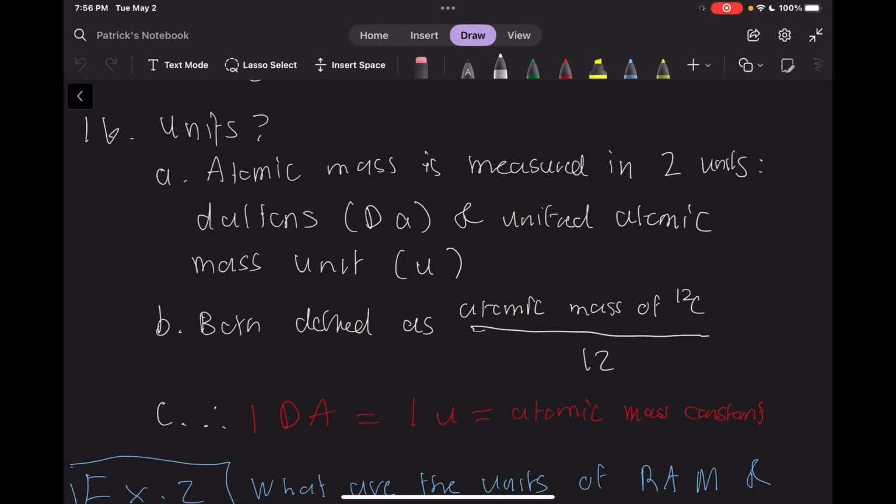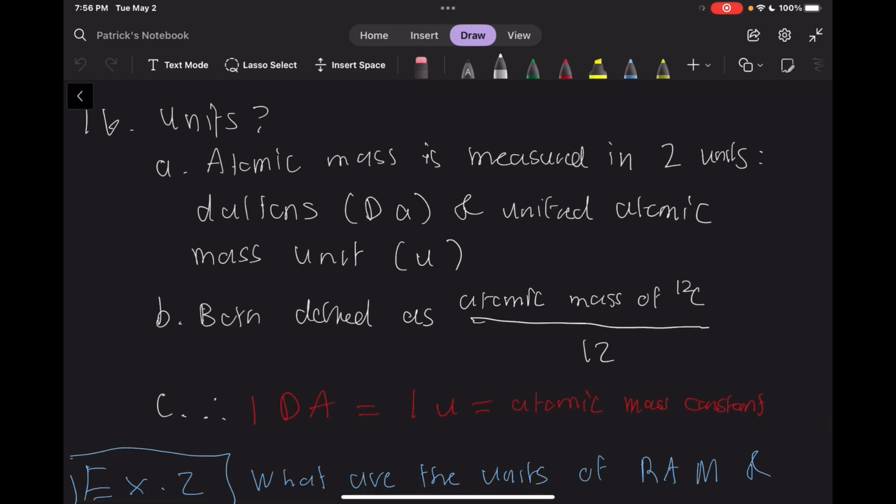We also need to talk about the units for our before-mentioned parameters. There are two units of the atomic mass, the Dalton, abbreviated Da, and the Unified Atomic Mass Unit, abbreviated u. Both of these units are defined as the mass of a carbon-12 atom divided by 12, or 1/12 the mass of a carbon-12 atom. This means that 1 Dalton is equal to 1 unified atomic mass unit, which is equal to the atomic mass constant.